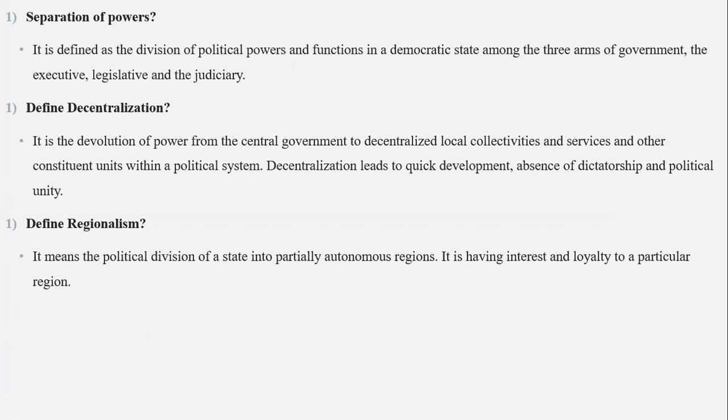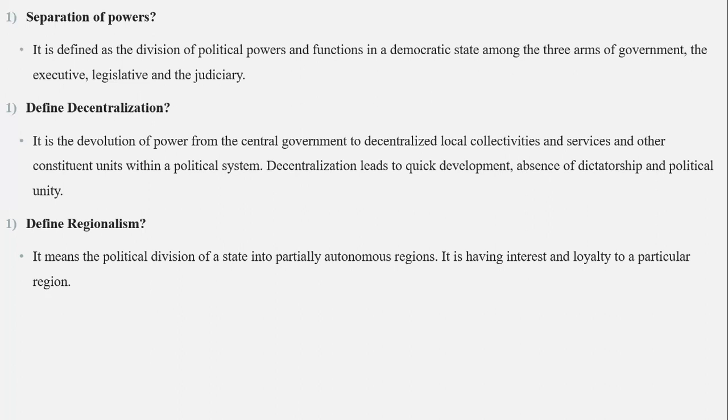Then you have decentralization. We talk about decentralization, right? It is mostly the transfer of power from the central government to the local collectivities and services. Take note that decentralization leads to quick development, absence of dictatorship and political unity. So to define decentralization, we simply say that it is a transfer of power from the central or main government to the local authority. And take note that the actors who promote decentralization in Cameroon are both regional and municipal councillors.